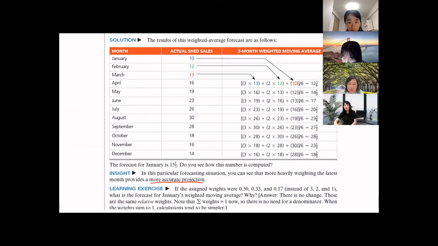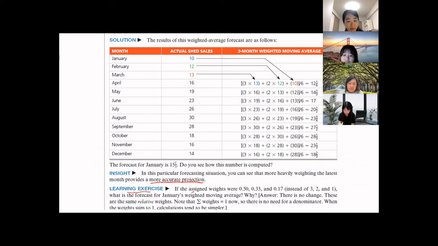Any question? Weightage. This is trying to put in more weight, we want the latest figures to show in the prediction. Okay. Any questions? You understand? Very clear, right? It's very simple.